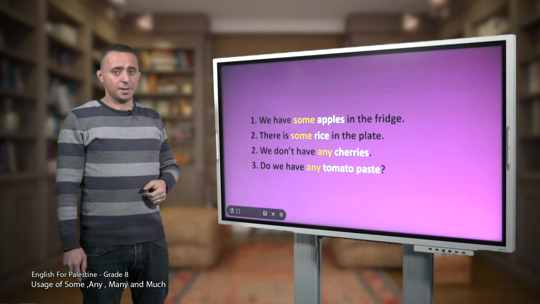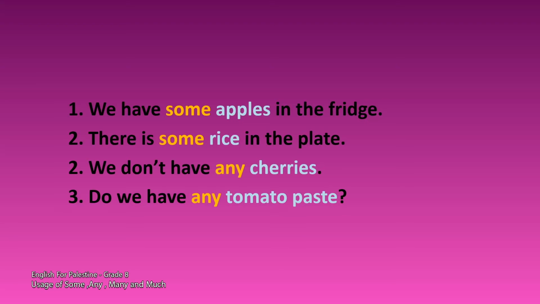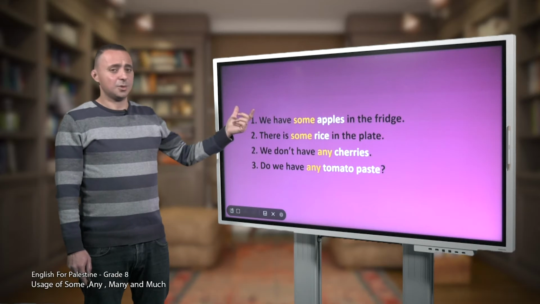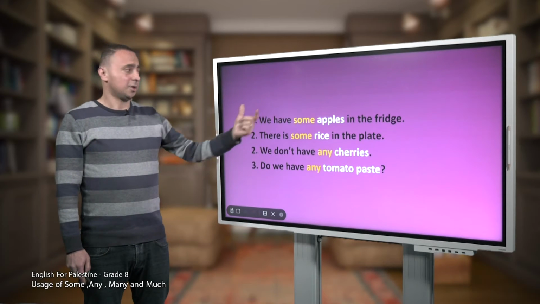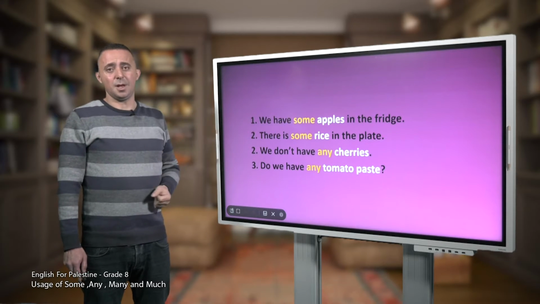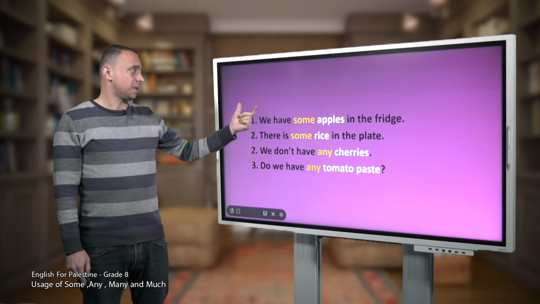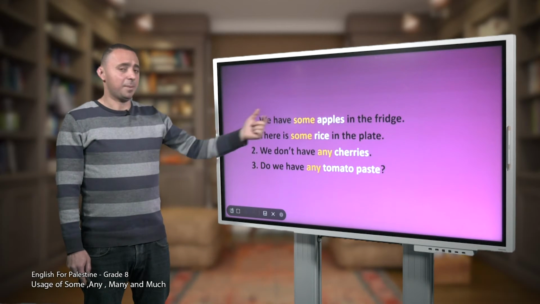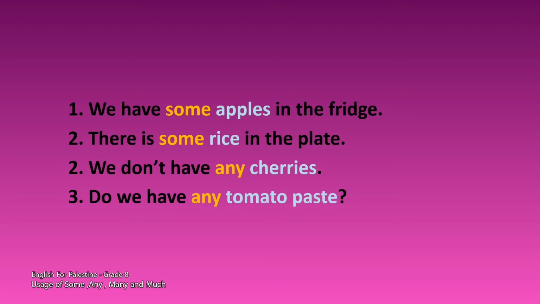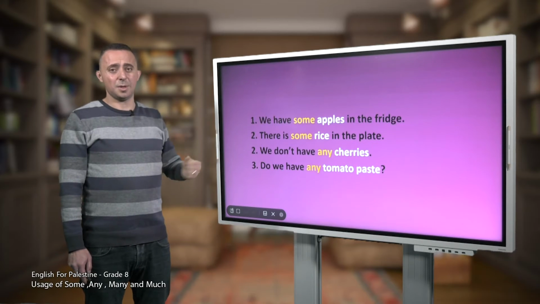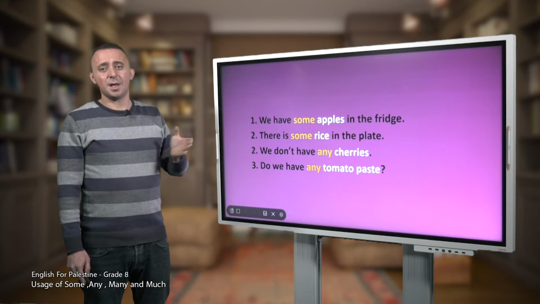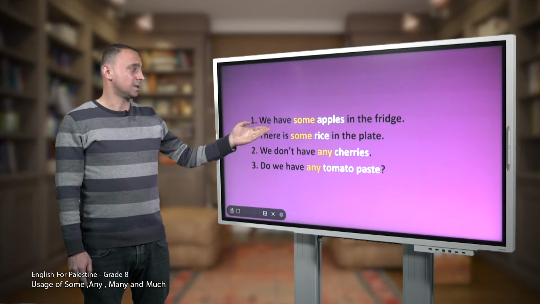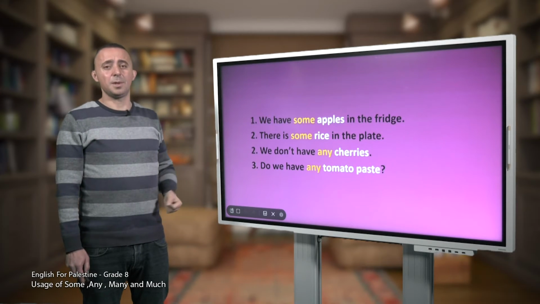Let's continue. Here we have examples. Let's read the first one. We have some apples in the fridge. Notice, dear students, we have some, and some is followed by the word apples. Apples is a countable noun, right? And it's preceded by some. Number 2, there is some rice in the plate. Notice some is followed by an uncountable noun. Some can be followed by countable and uncountable nouns. Some rice. Rice is again an uncountable noun.